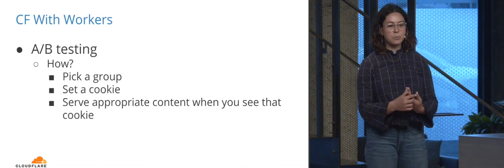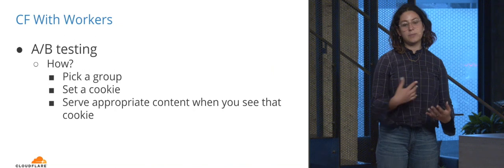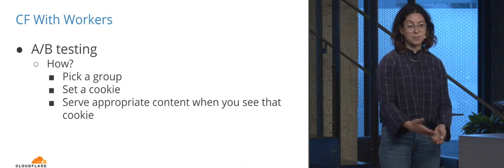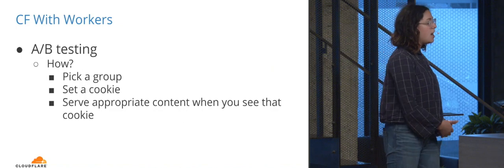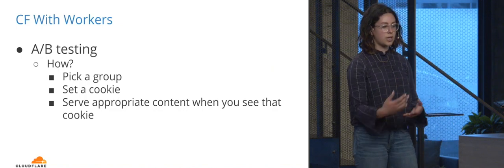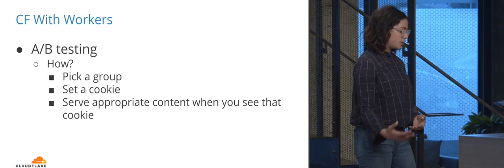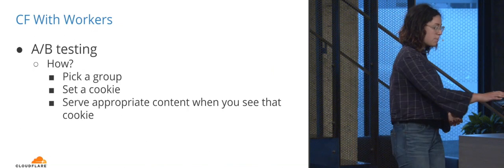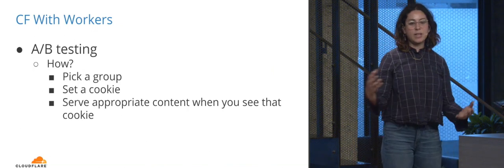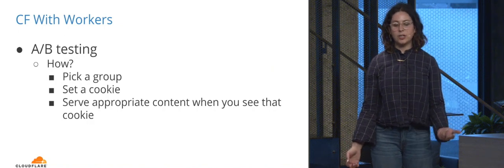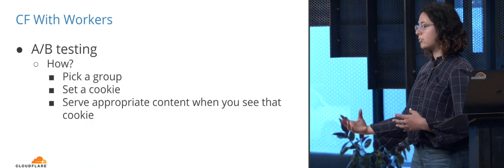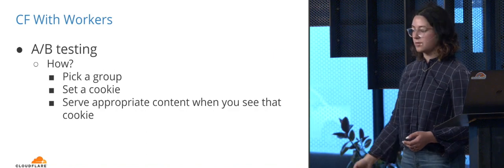Then the next thing that you want to do is set a cookie to make sure that next time this user comes in, they see the same version, so they have a consistent experience. And then you want to serve the content based on the cookie that you're seeing. Again, if you do this at your origin every single time, you're kind of waiting on that initial request to determine the group and adding more and more of these round trips.